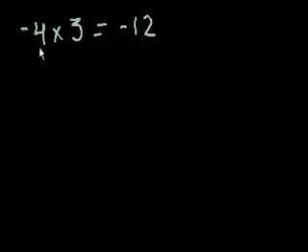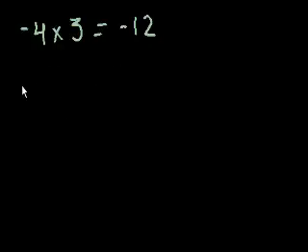And that makes sense because we're essentially saying what's negative 4 times itself 3 times. So it's like negative 4 plus negative 4 plus negative 4, which is negative 12. If you've seen the video on adding and subtracting negative numbers, which you probably should watch first. All right, let's do another one.